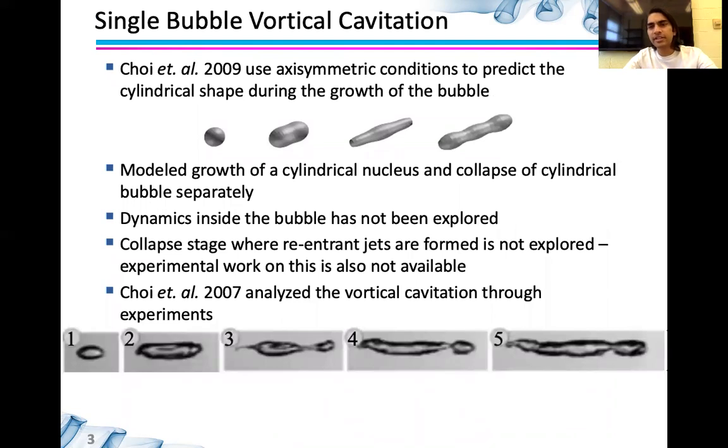So what we are interested in is studying a single bubble dynamics in a Rankine vortex. To provide a brief literature overview, Choi et al. in 2009 used axisymmetric conditions to predict the cylindrical shape during the growth of the bubble. Basically they modeled the growth and the collapse of the bubble as two separate processes, and then combined those simulations and the results.